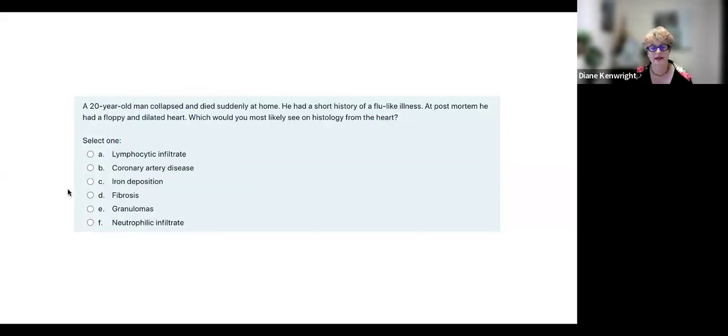Quite often it leads to a dilated cardiomyopathy, and sometimes it can be associated with alcohol as well. Fibrosis, no, this happens over weeks, as we know, rather than dying suddenly at home. Granulomas is interesting. Granulomas typically here would be referring to sarcoidosis, which can infiltrate the myocardium and cause it to become stiff.